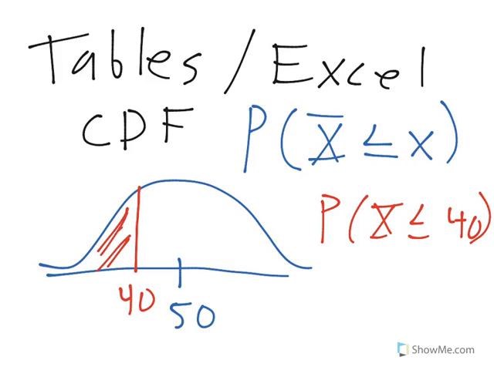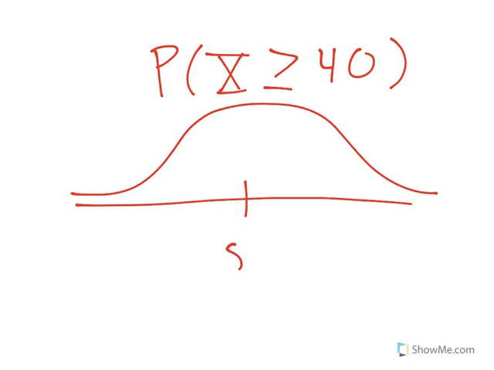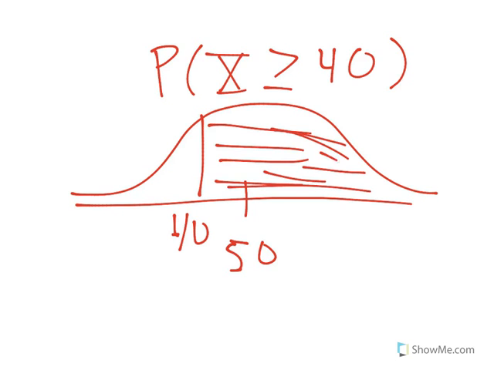Then this is the part of the curve we're finding. And that's why we can use the formulas and everything I have posted before. However, if I want to find the probability some random variable is greater than or equal to 40, I'm still centered at 50 if I'm sticking with the same problem. 40 is over here, but I'm doing greater than or equal to, so now I'm on this side of the bell curve. Well, the table and Excel don't do that.